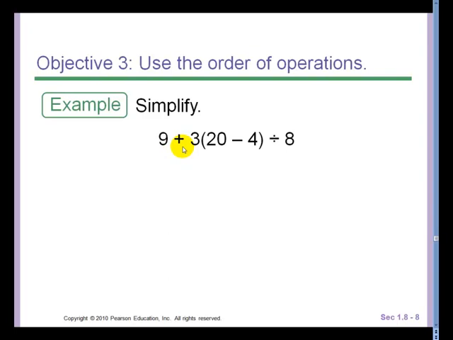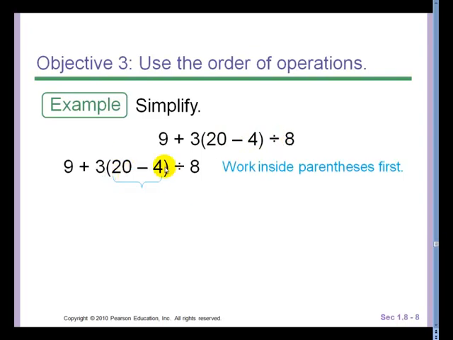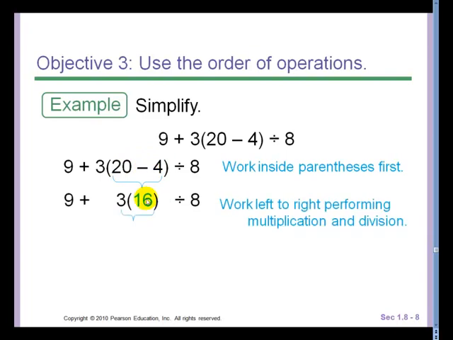Simplify. 9 plus 3 times parentheses 20 minus 4 parentheses divided by 8. We will work inside the parentheses first. That's our first step. 20 minus 4 is 16. Now we have a multiplication and a division. We have to go left to right. So since the multiplication is on the left, we will do that first. 3 times 16 is 48. Now we still have to do this division before we can get to addition. Addition and subtraction are the very last thing we do.